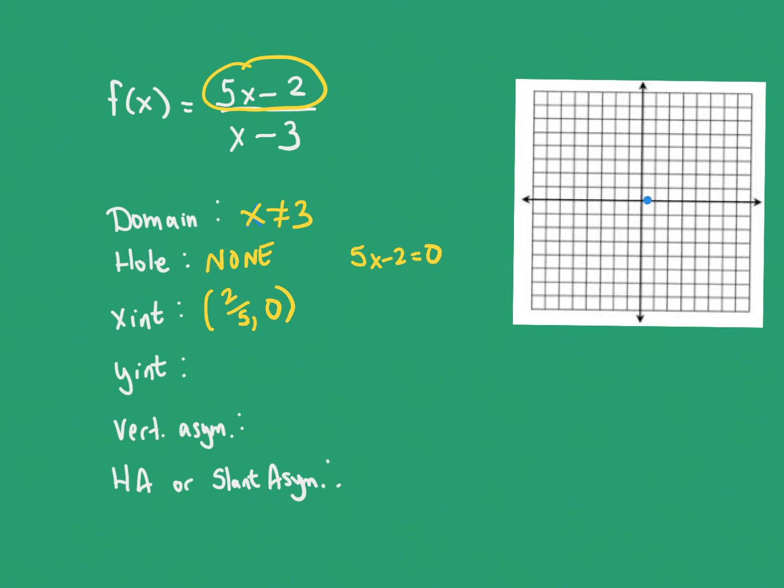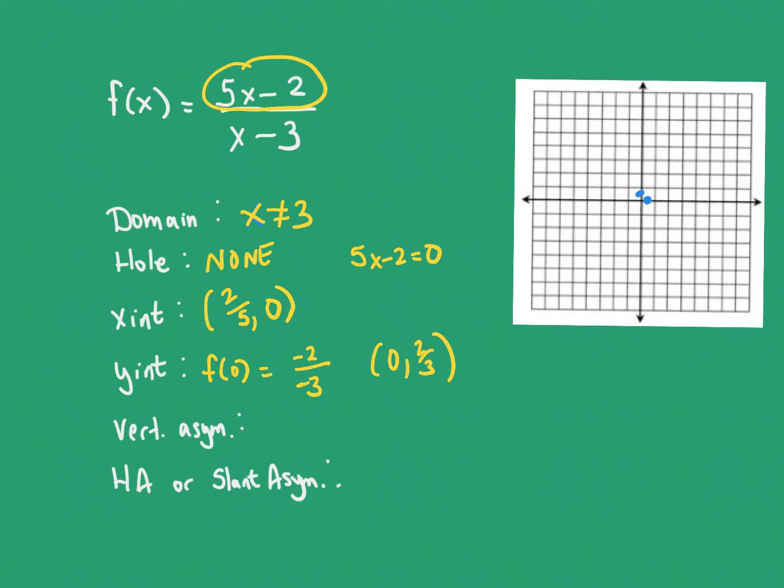Now y-intercept is what we get when you put in 0, so f of 0. So that's going to be 0 minus 2, which is negative 2, over 0 minus 3, which is negative 3, so 0 comma 2/3. So I could put that point up here, so really close together.